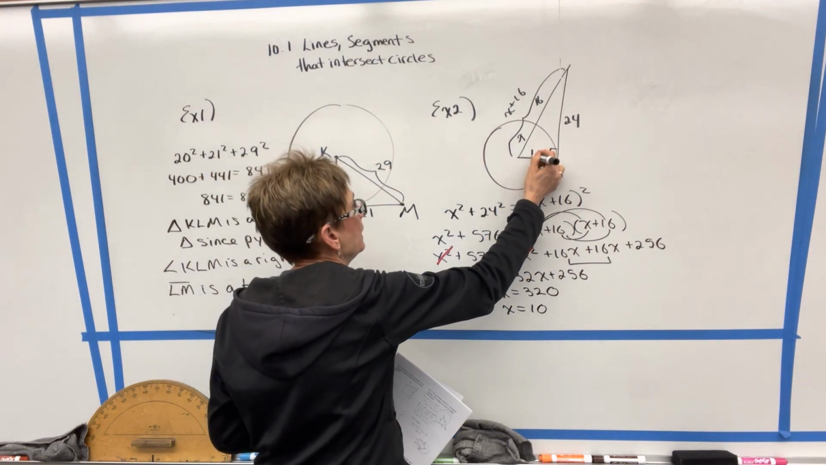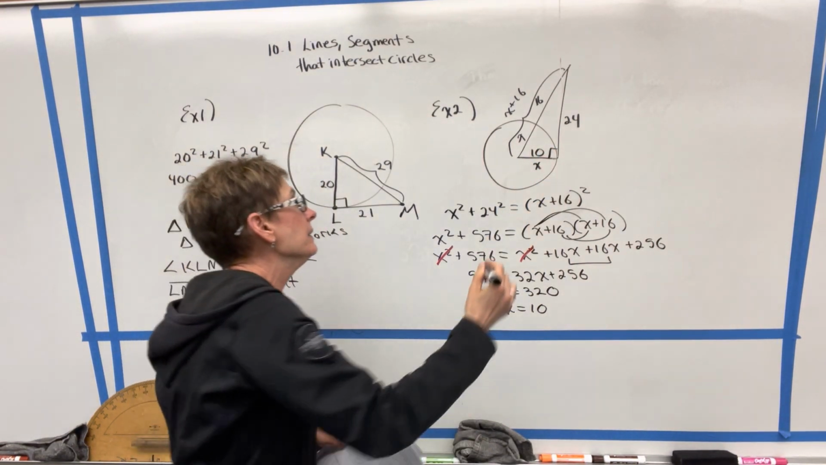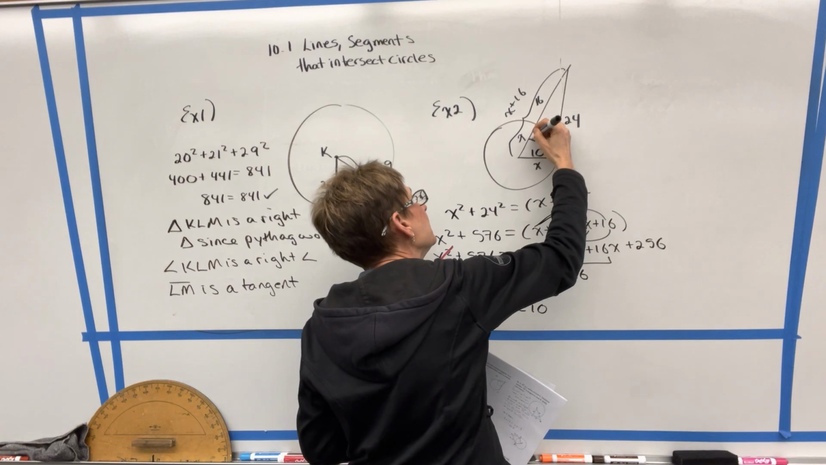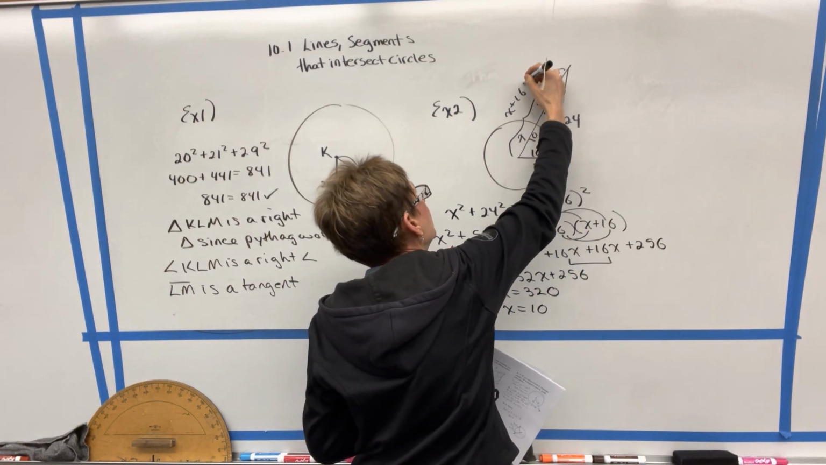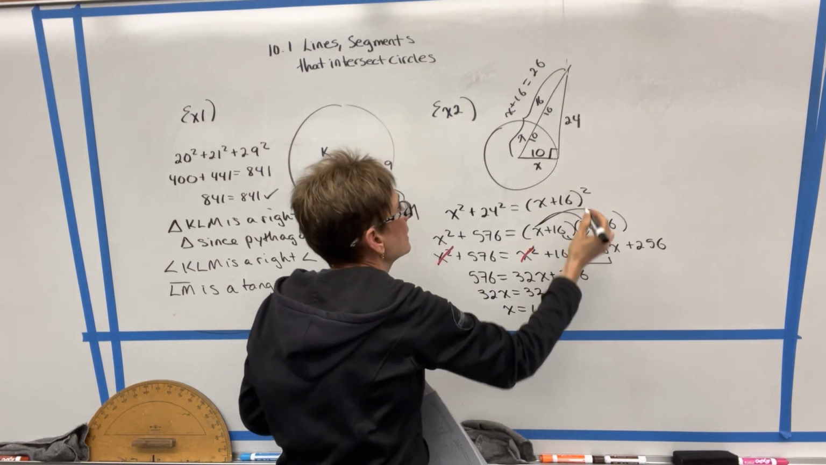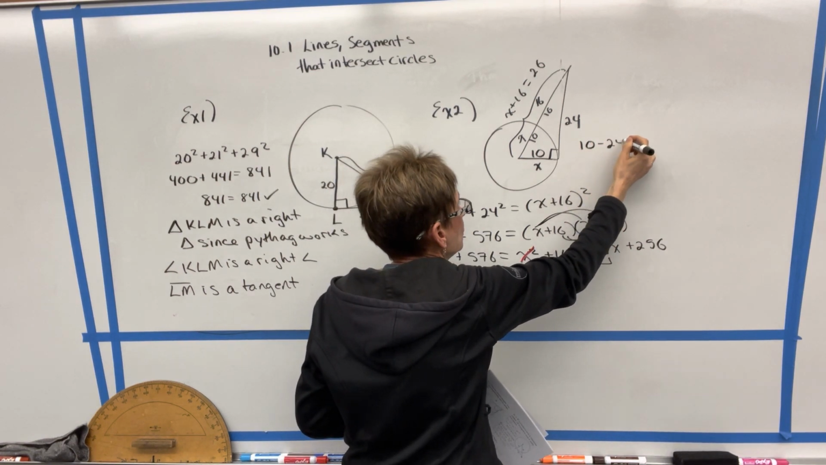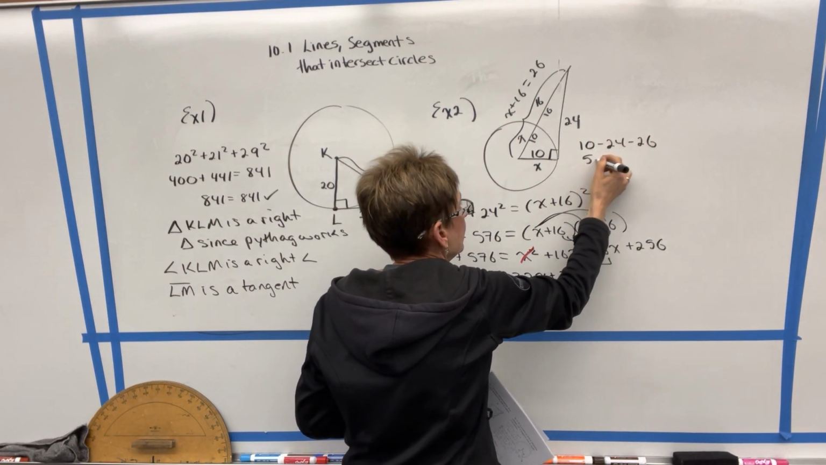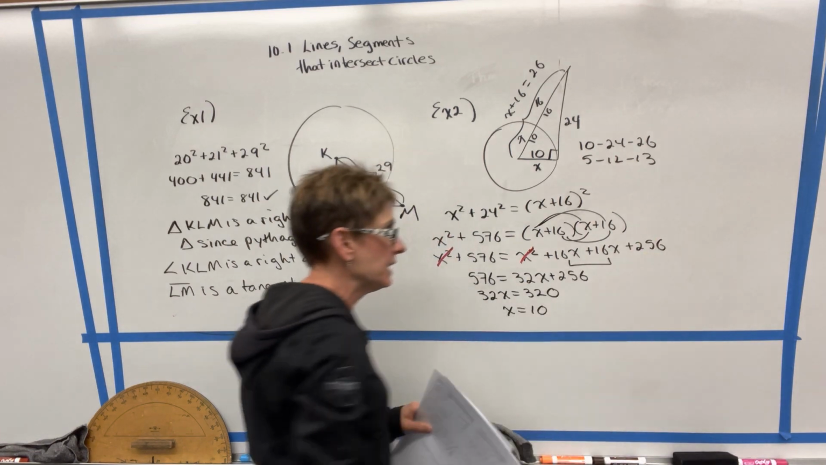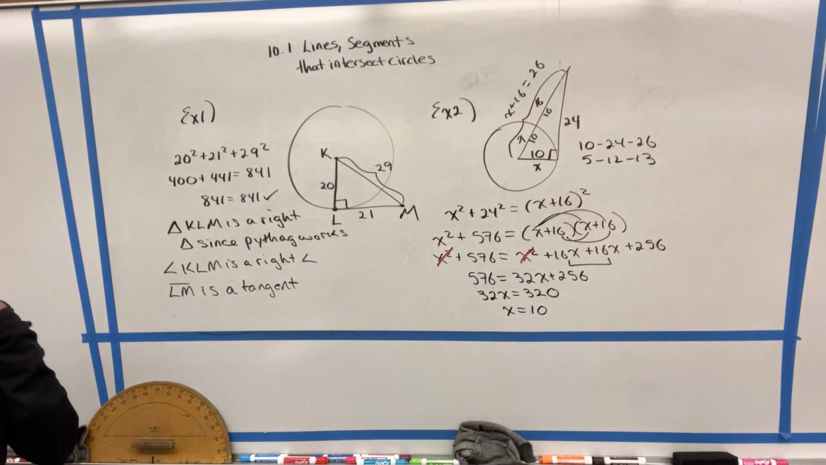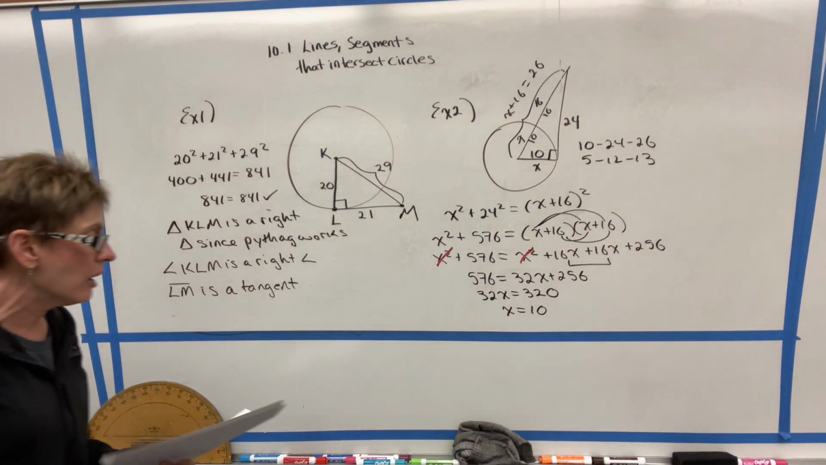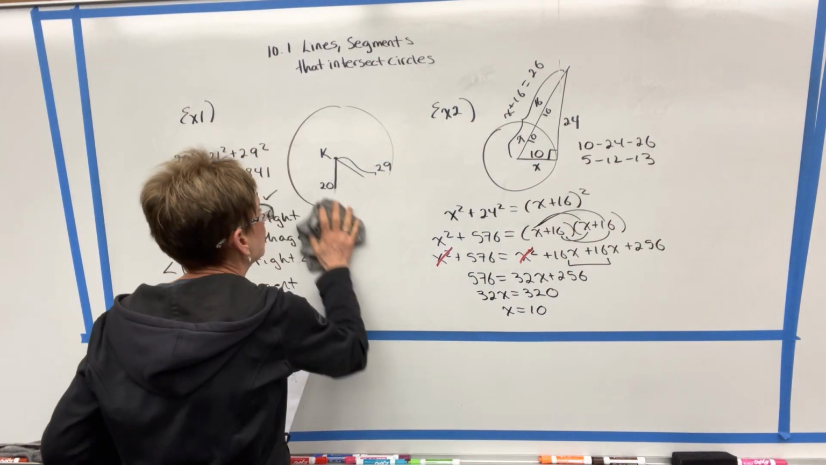So on our figure here, this side is going to be 10, and this side is going to be 10 plus 16, which is 26. Notice that a 10, 24, 26 is a 5, 12, 13 triangle multiplied by 2. So that is one of our more common triangles that we tend to see.